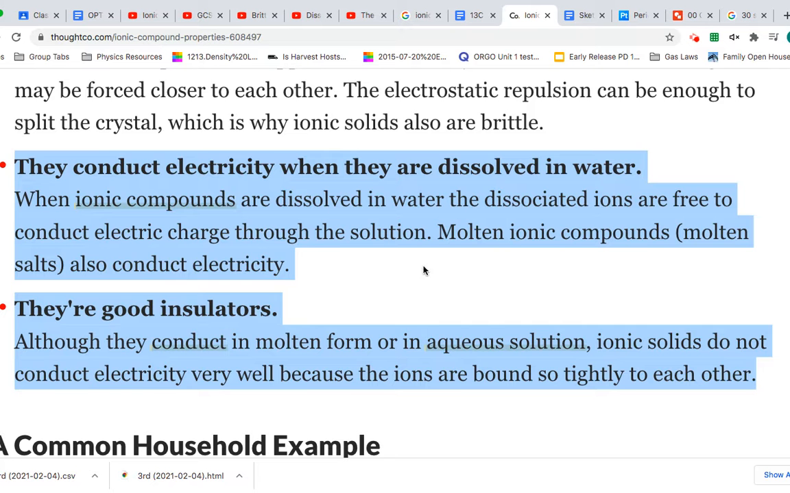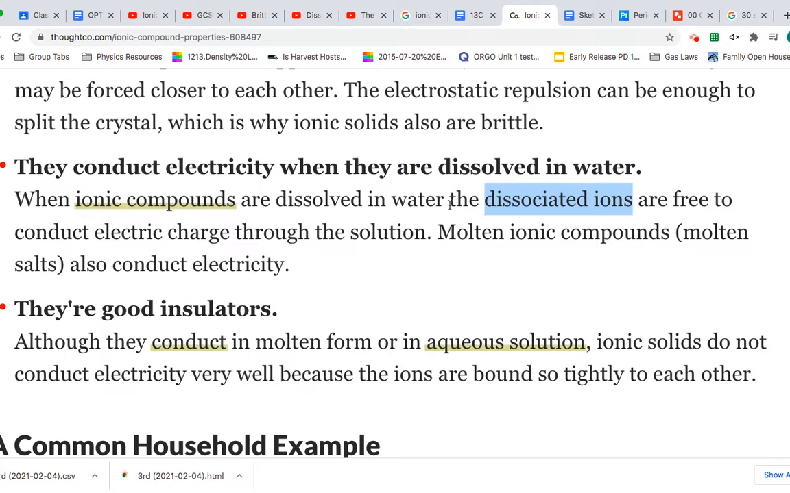Awesome. Love it. Thank you. So the first thing we're going to talk about is this dissolved. When ionic compounds are dissolved in water, the dissociated ions are free. So what does this mean? I am going to show you a video.